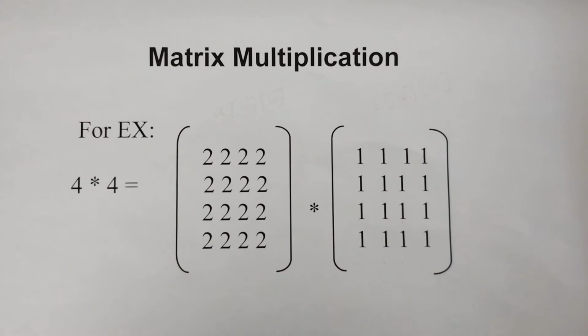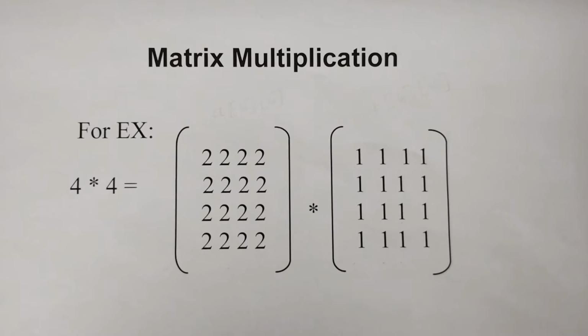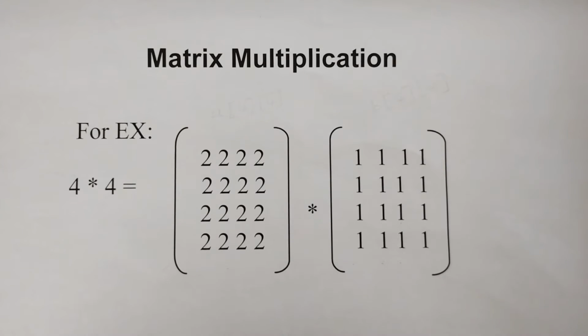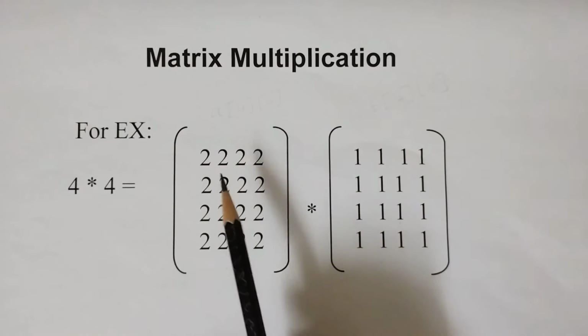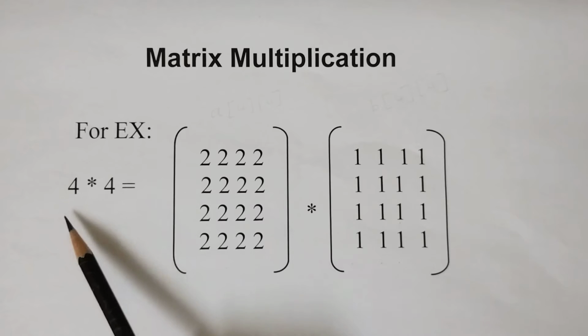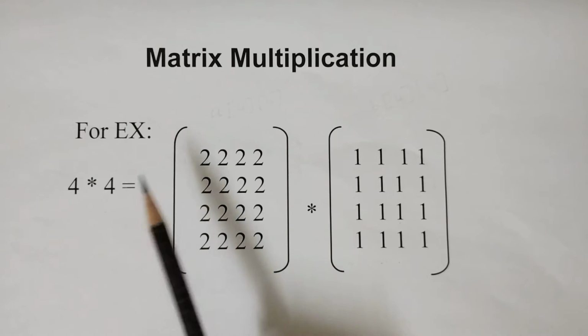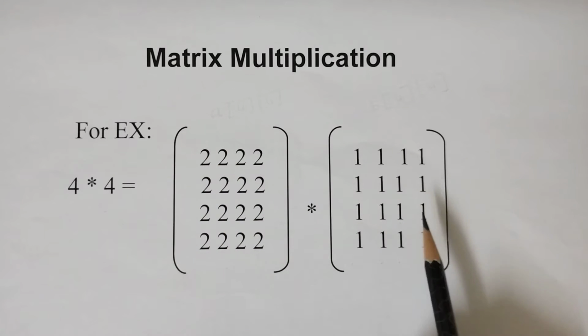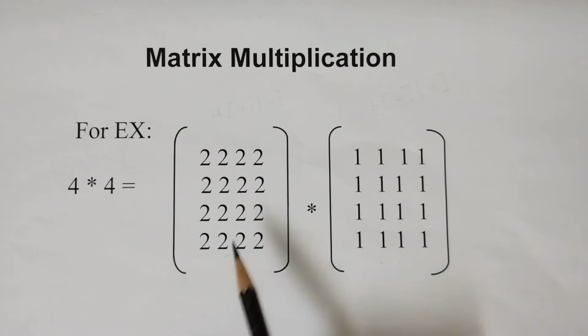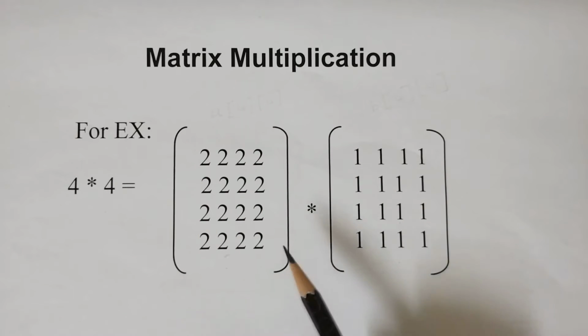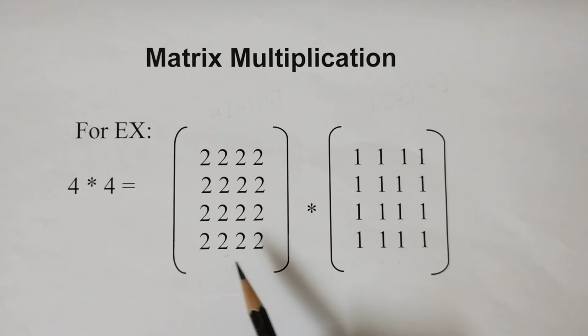So what is a matrix? A matrix is a two-dimensional array, which consists of rows and columns. You can see a matrix here. Here I have a 4 cross 4 matrix, which means in these two matrices I have 4 rows and 4 columns. So this is what is called a 4 cross 4 matrix.